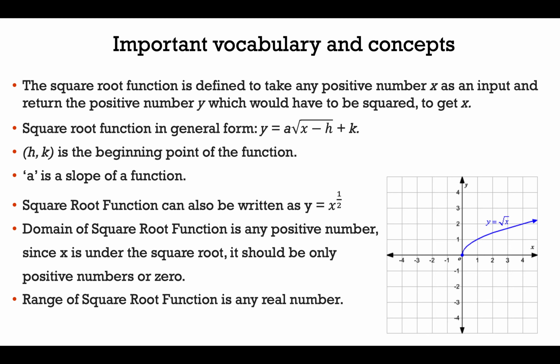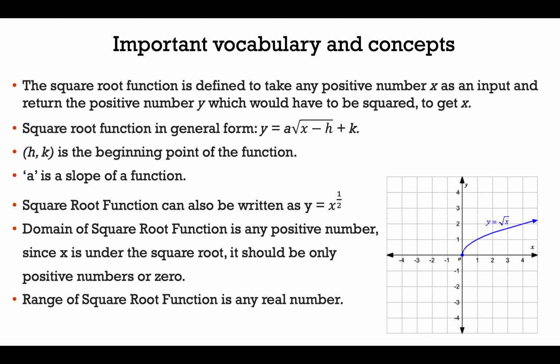So a is the slope of a function. As you can see, the graph shown on the right, the way that it goes, this is what a represents on the graph. And h and k are the beginning point of the function. So let's look at the graph. The beginning point is 0, 0, which is the origin. So that means h and k both are 0 in this case.